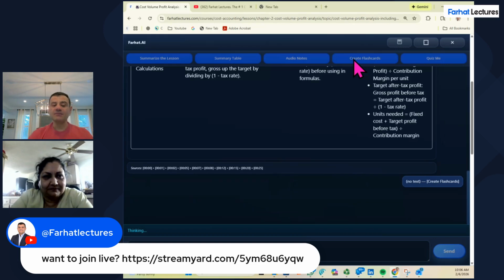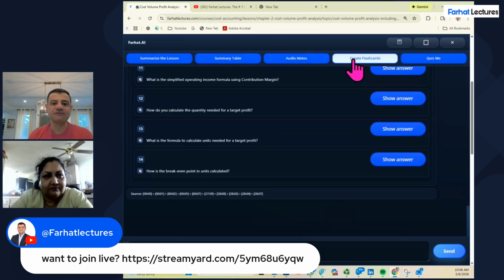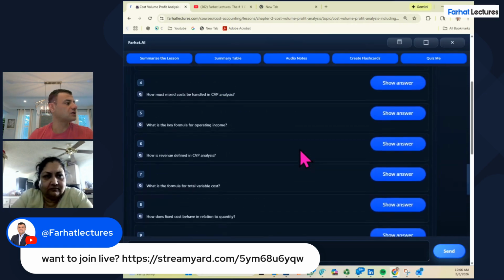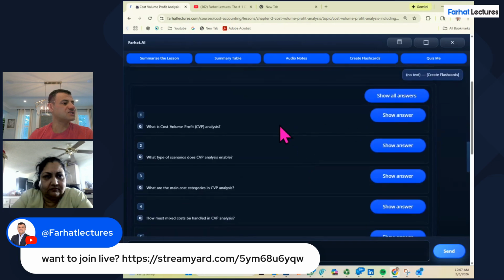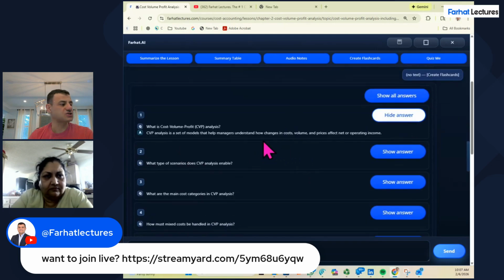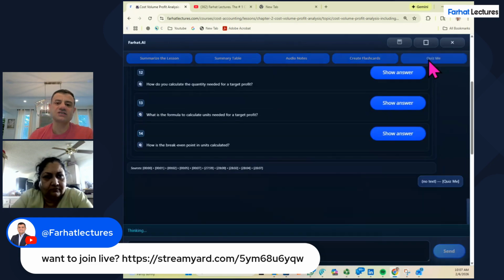And I make sure, for example, you learn cost, volume, profit analysis, including the tax effect. And here are some of the questions. What's cost, volume, profit analysis? And you just guessed it. Then you could see it's a model that helps managers understand how changes in cost, volume, and prices affect net operating income. Or you could ask the AI, give me a few questions to test myself.